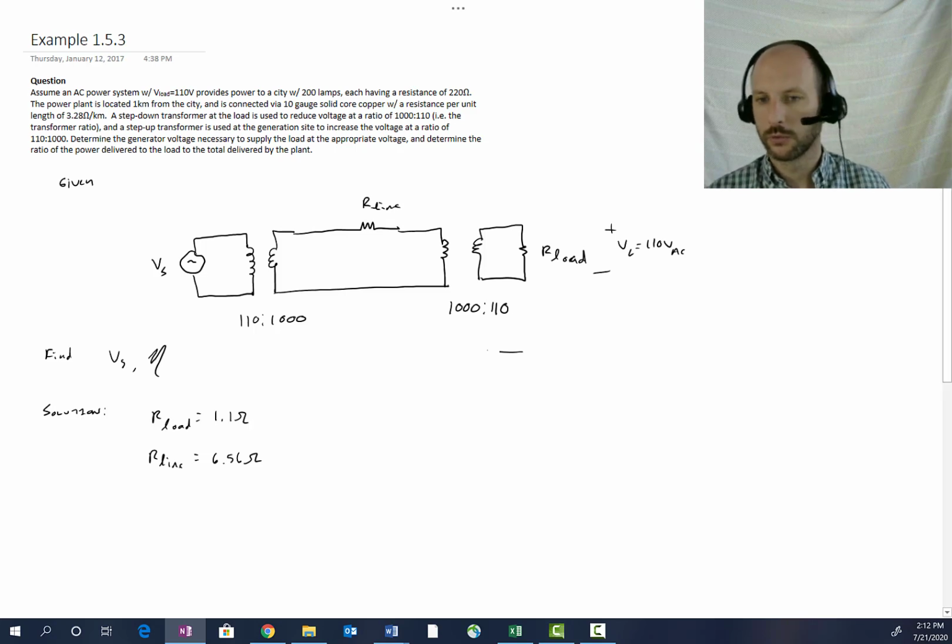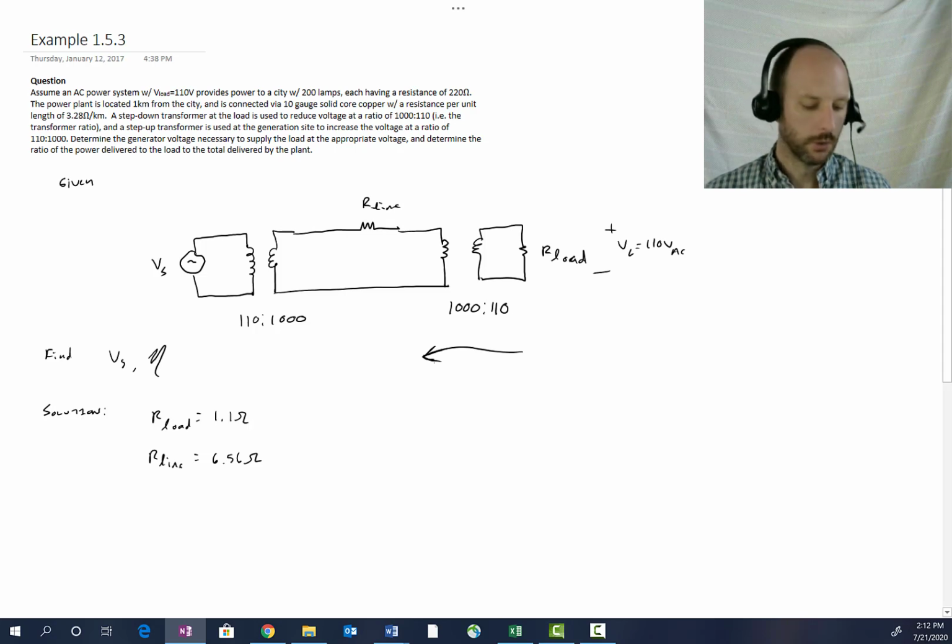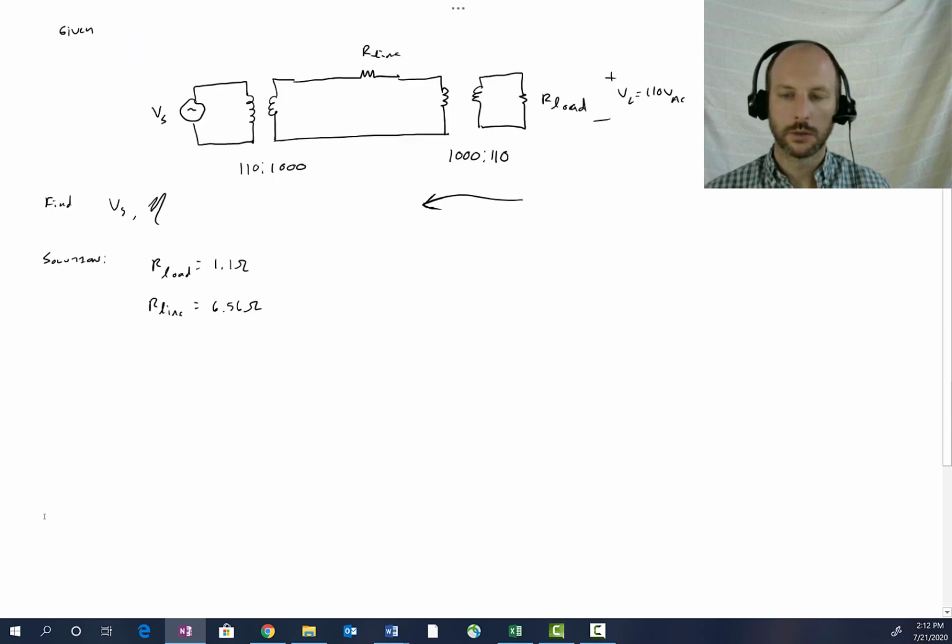That's the general solution method for most transformer problems, is to analyze the load and then solve for the voltage source. So to do that, what we need to do is calculate what the current through the load is, and then what we'll do is we'll transfer the voltage and current at the load through the transformer into the distribution system. So I'm going to start by calculating the load current drawn by the lamps, and so I'm just going to isolate that portion of the circuit.